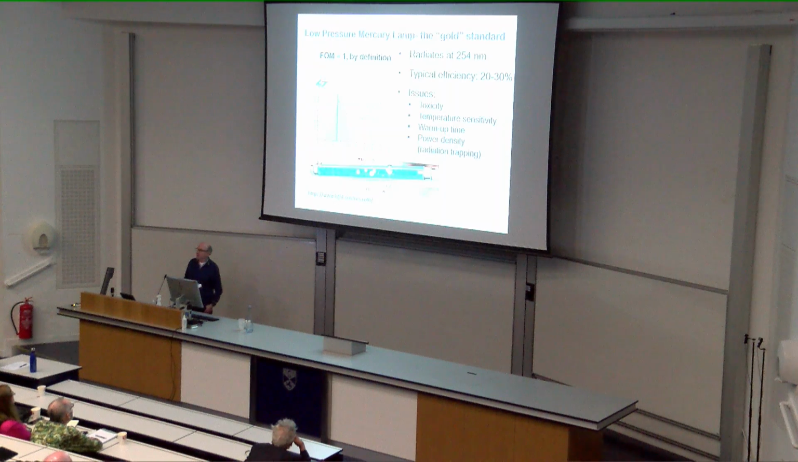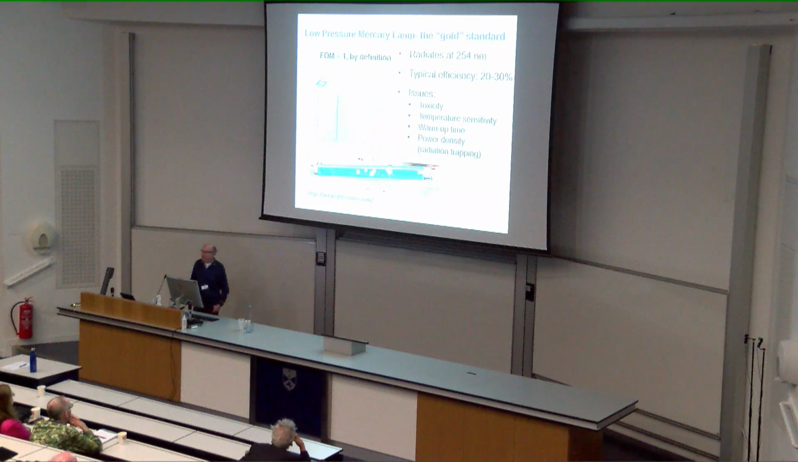Now I'll compare the lamps. Low pressure mercury lamp radiates at 254. By my definition, the figure of merit for mercury is 1 for all pathogens, because that's our standard that we're measuring against. The good point about mercury is that it's a very efficient lamp. Efficiency is 20 to 30%, but it has a lot of negative problems.